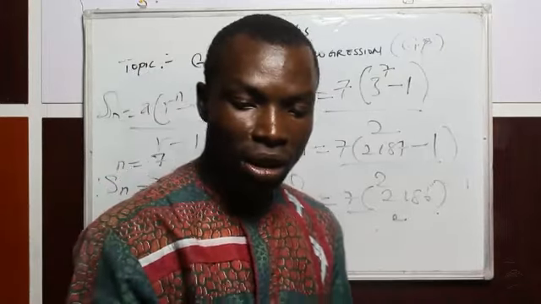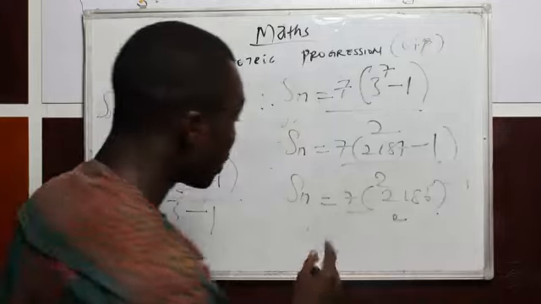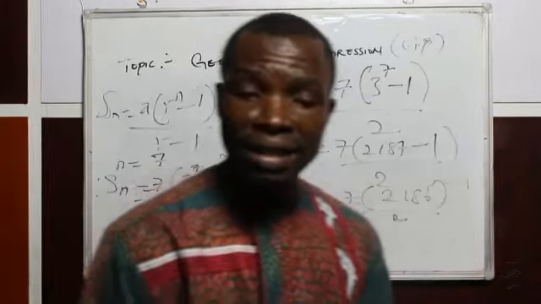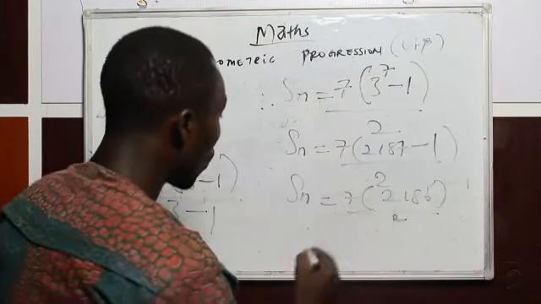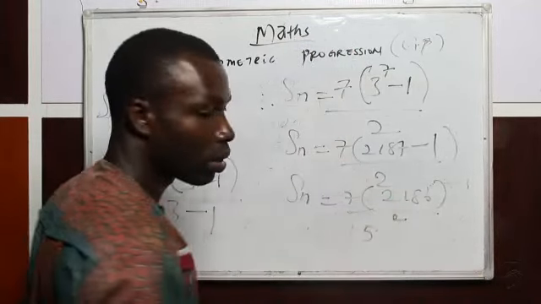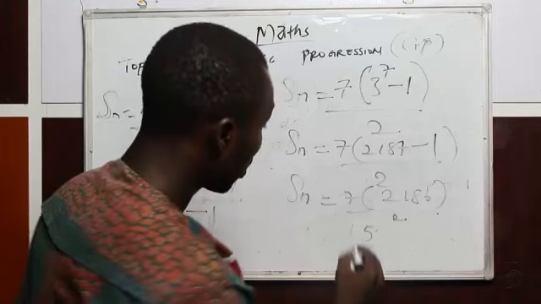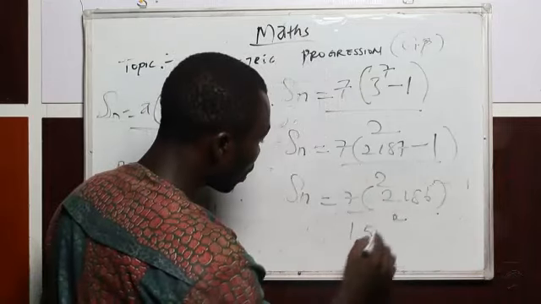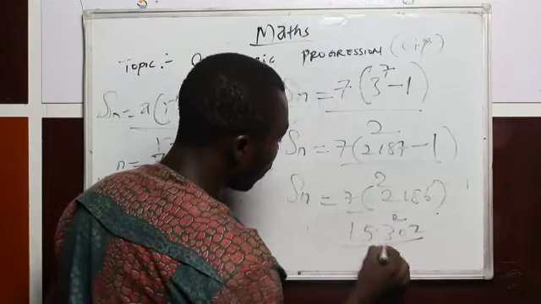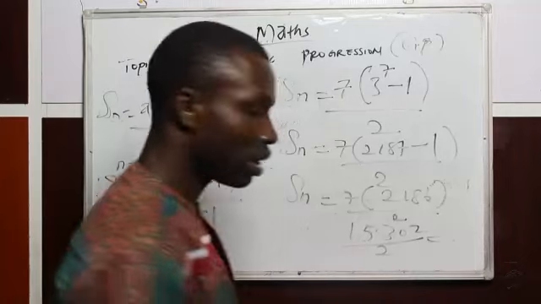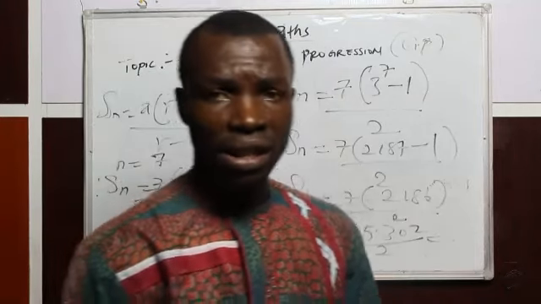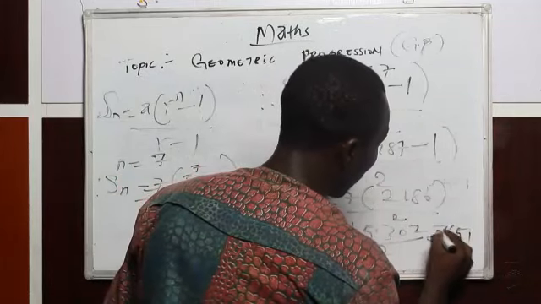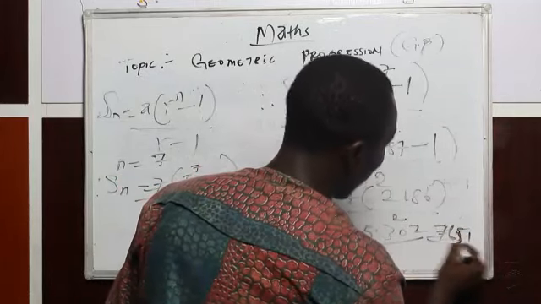2186 over 2. Therefore, we now have, that is, you use 7 to open this bracket and divide it by 2. 7 times 2186 will give us 15,302 divided by 2. And the answer to it is what? 7651. The answer is 7651.